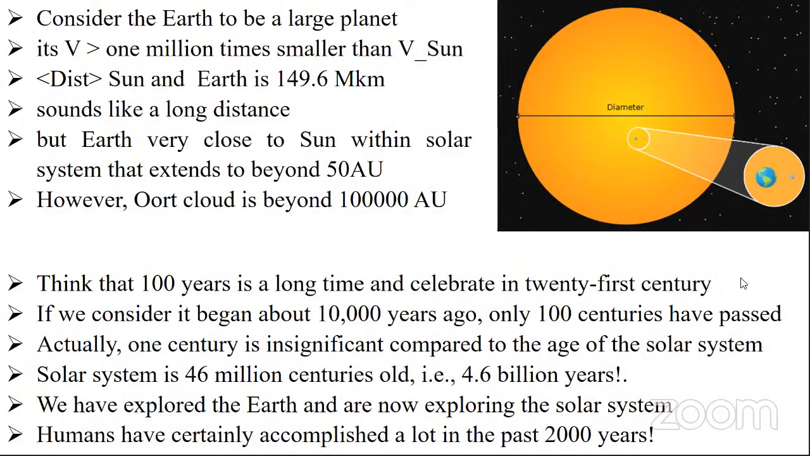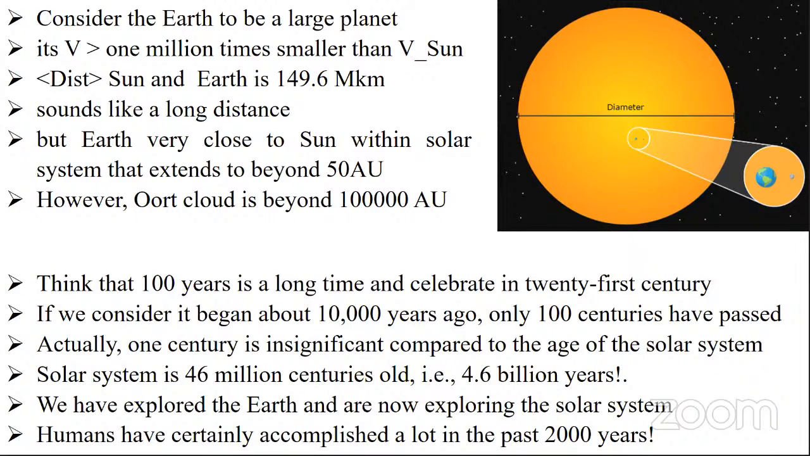And the solar system can go up to about 50 astronomical units, where you can find some of the clouds they call Oort clouds. However, the Oort cloud is beyond 1 lakh astronomical units. Think that 100 years is a long time and celebrate in the 21st century. If you consider that civilization began about 10,000 years ago, only about 100 centuries have passed. Actually, one century is insignificant compared to the age of the solar system. The solar system is about 46 million centuries old, 4.6 billion years.